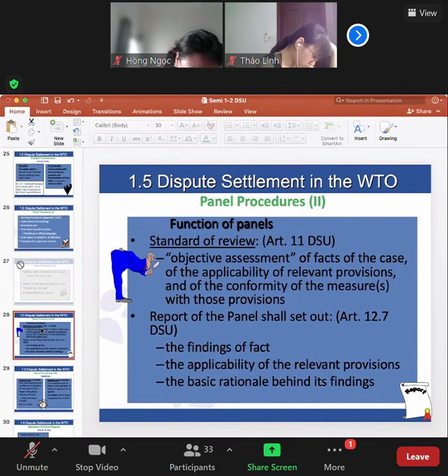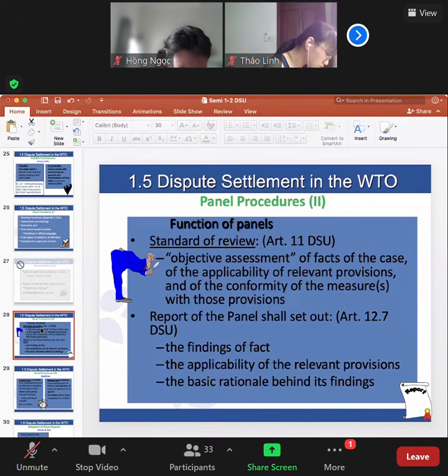Normally the panel is going to do the hardest work in this procedure, right? They have to make an objective assessment of the facts of the case. They have to analyze the facts and the documents that have been submitted, analyze the conformity of the measures with the provisions, and the final part is that they have to draft the report with the rulings. Normally, drafting the panel report, for me, is the most important stage of the panel's work.